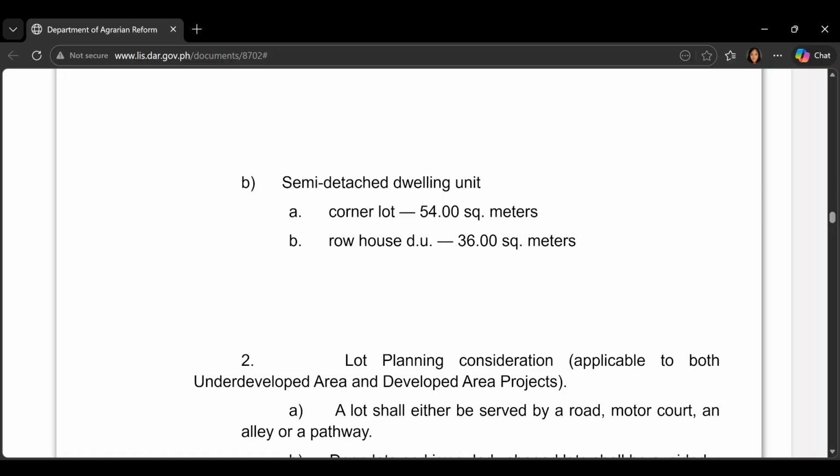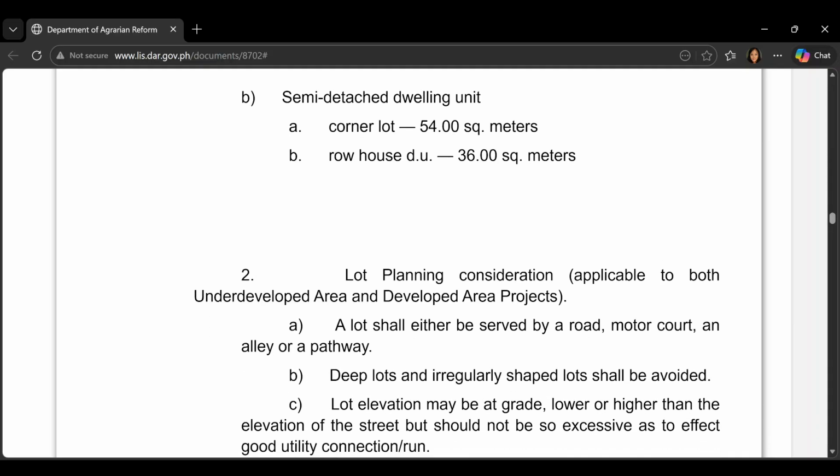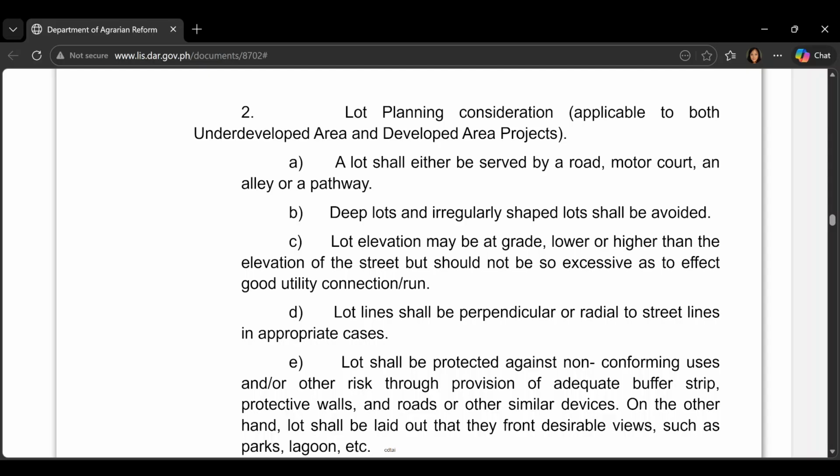Row houses, DU, dwelling unit, I'm so sorry, is 36 square meters. 2. Lot planning consideration applicable to both underdeveloped area and developed area projects. A. A lot shall either be served by a road, motor court, an alley, or a pathway. B. Deep lots and irregularly shaped lots shall be avoided. C. Lot elevation may be at grade, lower or higher than the elevation of the street, but should not be so excessive as to affect good utility connection run.